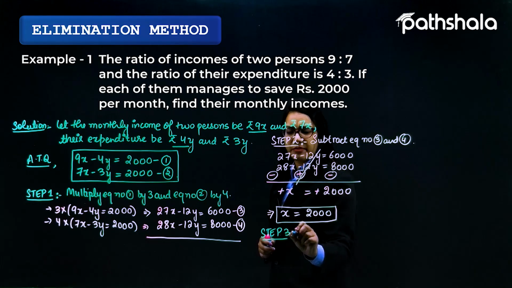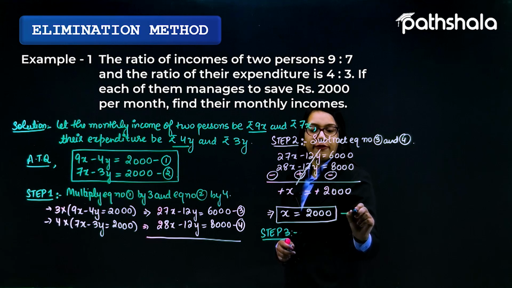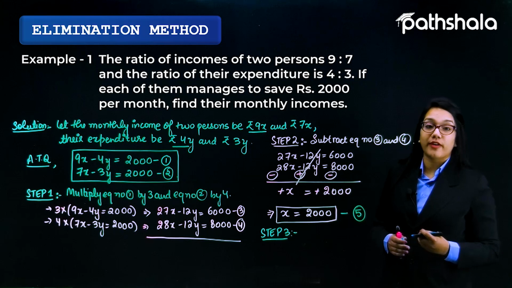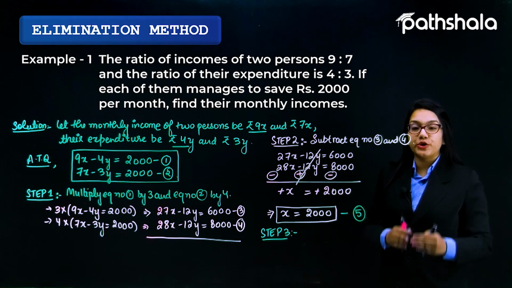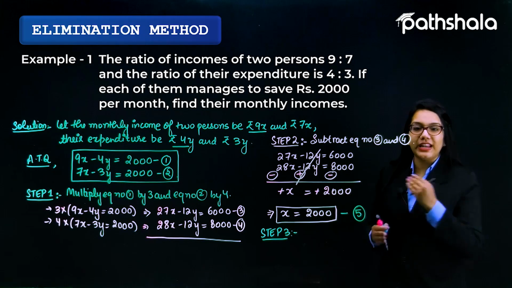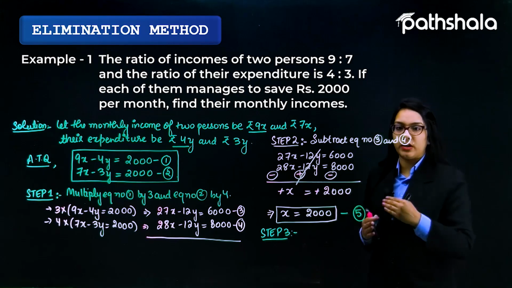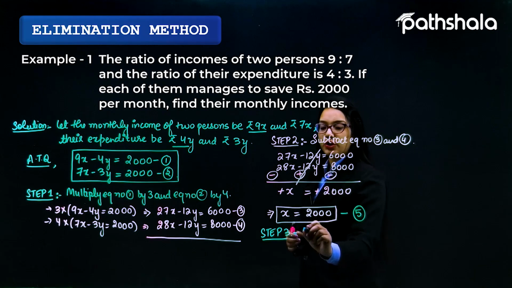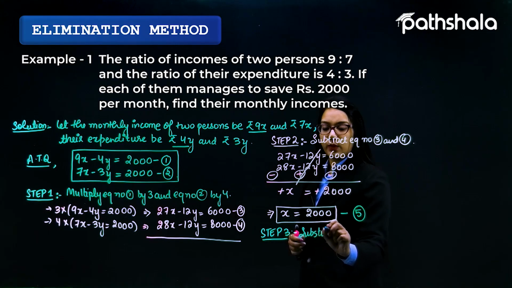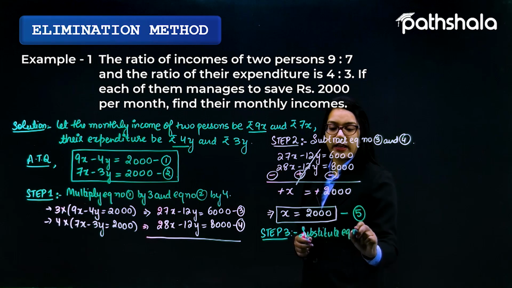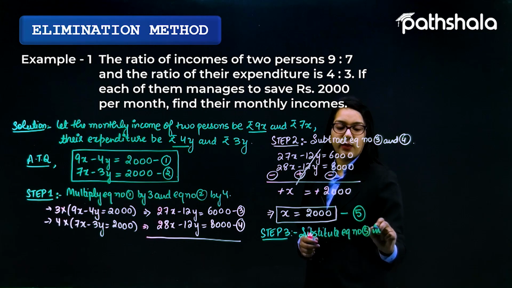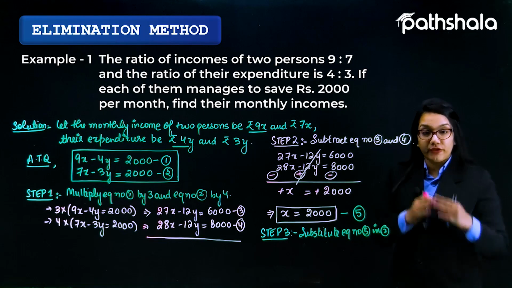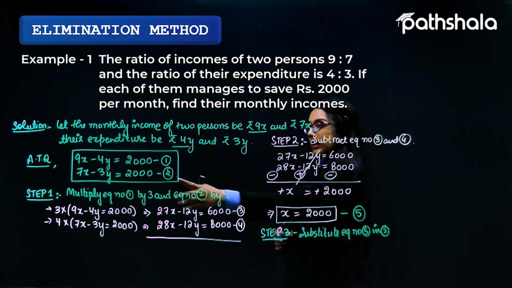Let us suppose I am taking it as equation number 5. Now we are using the substitution method in order to find out the value of y. So I am substituting x as 2000 in any of the two equations, that is equation number 1 or equation number 2, in order to get the value of y. So let us suppose I substitute equation number 5 into the second equation. You can also substitute it into the first equation, but I am substituting it into the second equation.